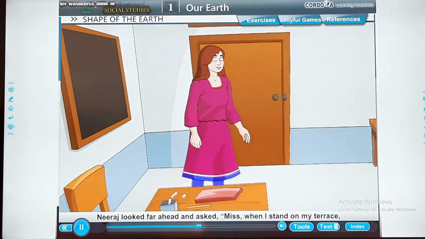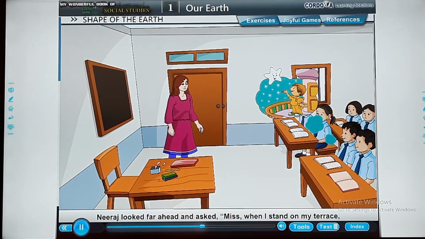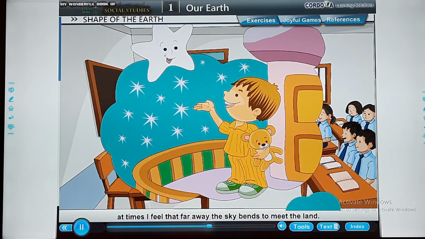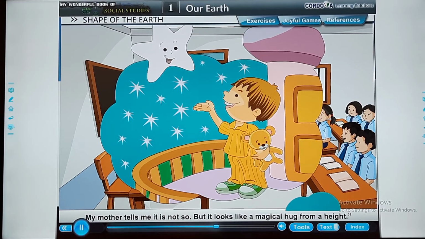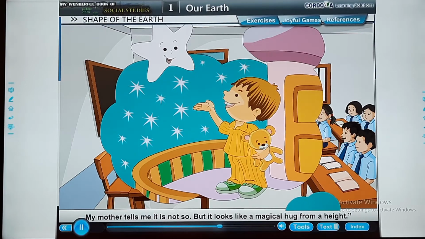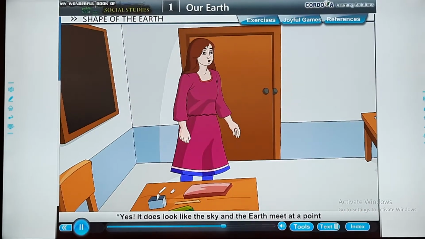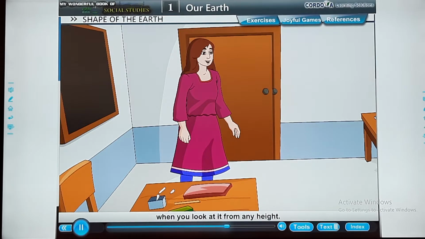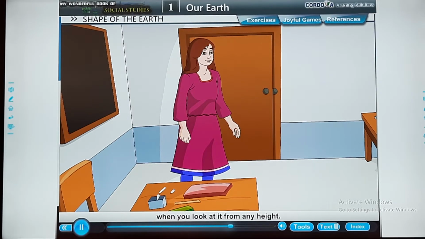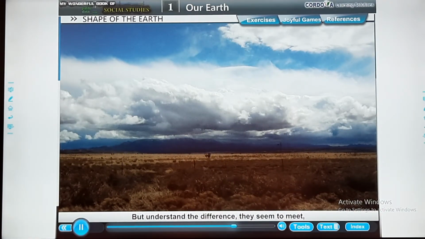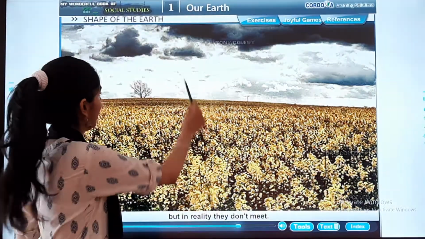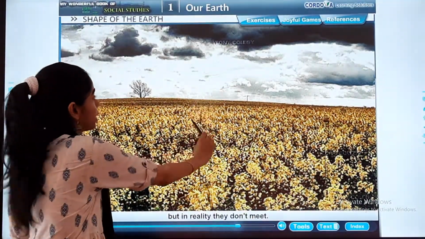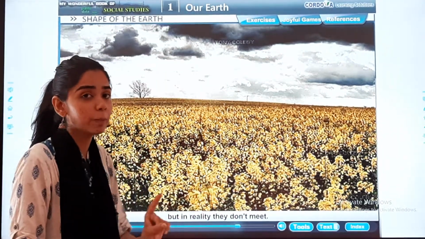But round, Neeraj looked far ahead and asked, Miss, when I stand on my terrace, at times I feel that far away the sky bends to meet the land. My mother tells me it is not so, but it looks like a magical hug from a height. Yes, it does look like the sky and the earth meet at a point when you look at it from any height. But understand the difference. They seem to meet, but in reality, they don't meet. See, look at the picture. ऐसा हमें लग रहा है, it seems to meet, but in reality, it is not meeting.